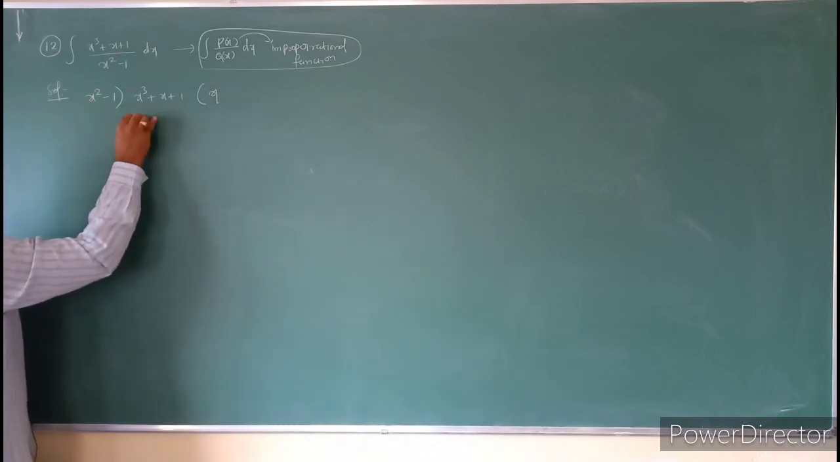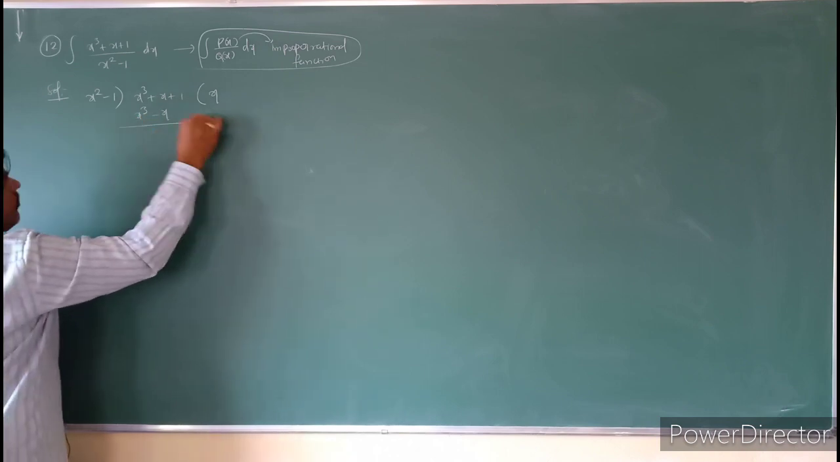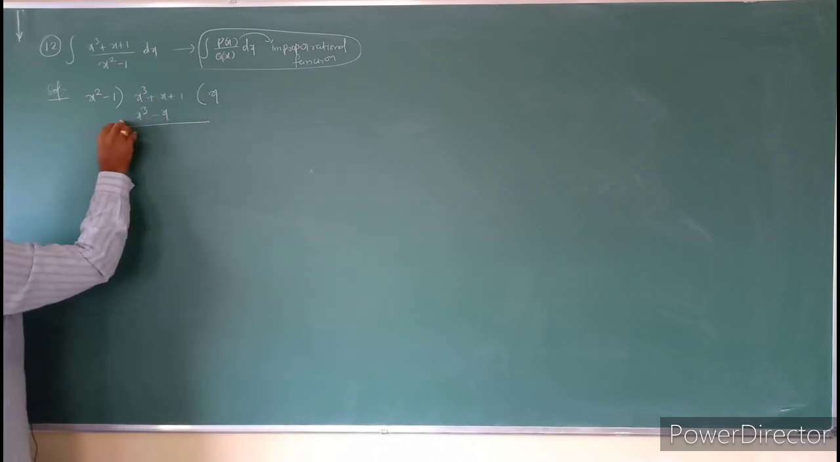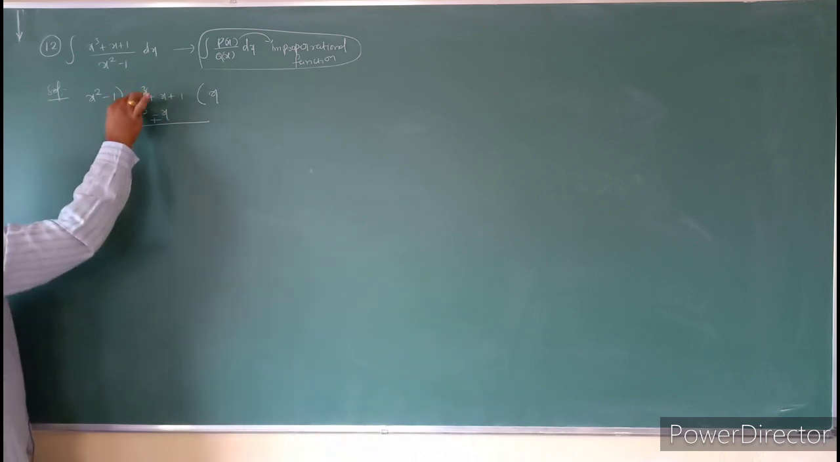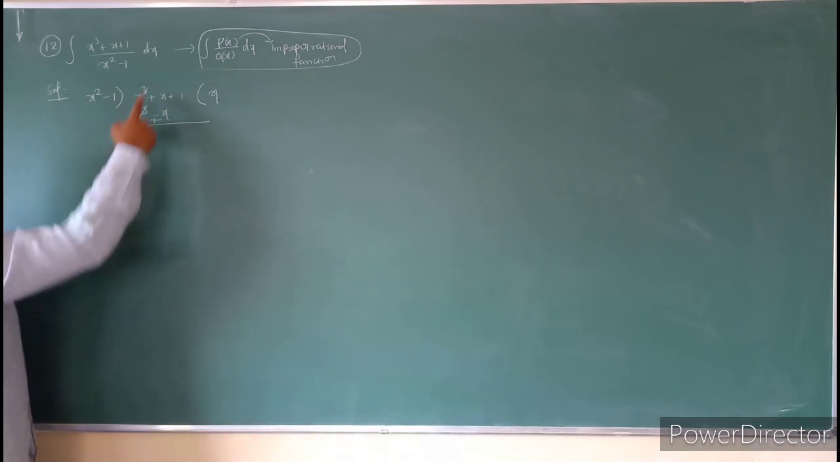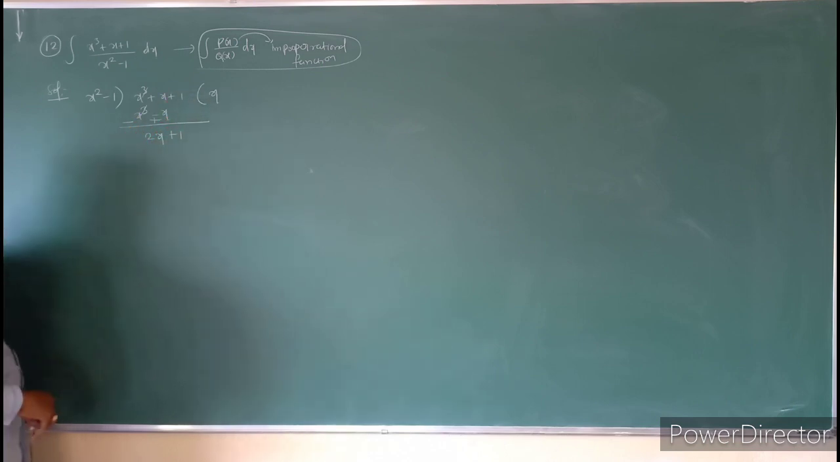So that's what you will get: x cube minus 1 into x is minus x. If you are subtracting the terms, automatically the sign will change. So x cube will be cancelled. x plus x becomes 2x plus 1.